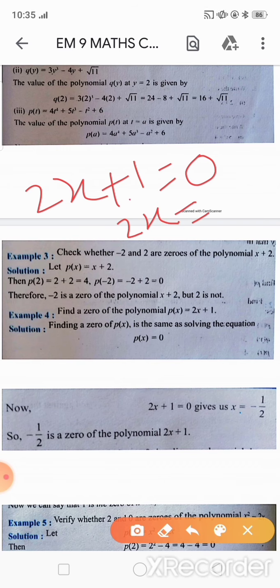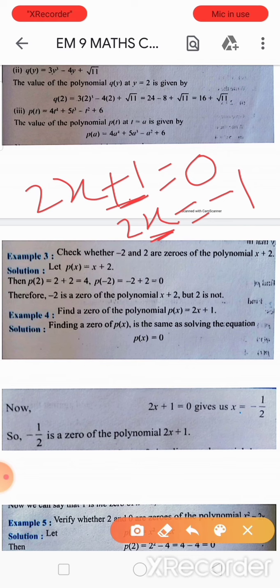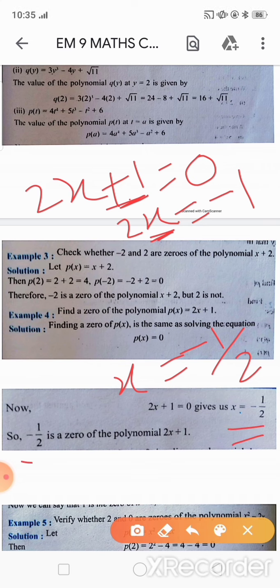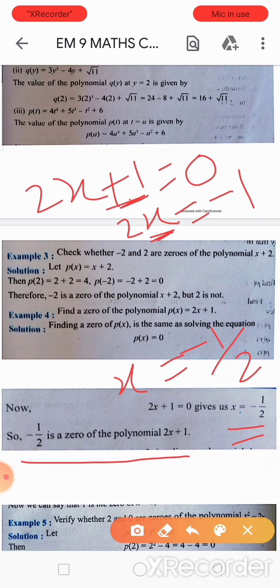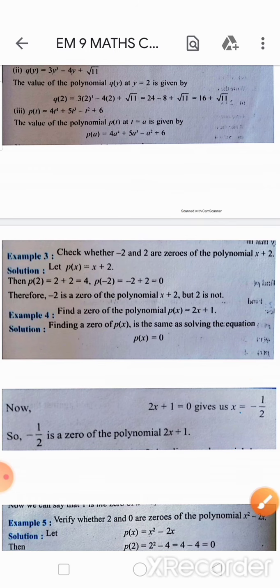Here 1 is positive, so on the other side it becomes negative, and here 2 is multiplied, so on the other side it becomes divide. Then the value of x is minus 1 upon 2. So we write minus 1 upon 2 is a zero of the polynomial 2x plus 1.